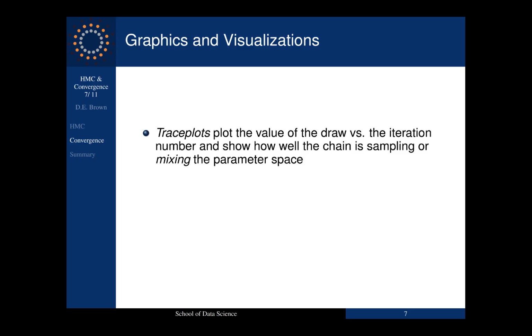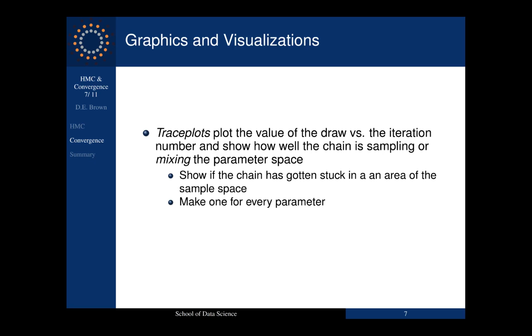The most common things that we use are what are called trace plots. Trace plots plot the value of the draw versus the iteration number, and they show how well the chain is sampling or mixing the parameter space. Trace plots are by far and away the most commonly used way for us to judge convergence. They really show if the chain has gotten stuck in an area of the sample space. And we typically make a trace plot for every parameter that we're looking at in a probability distribution. So this gives us a good sense of how well we're converging with regard to that distribution by looking at every parameter.